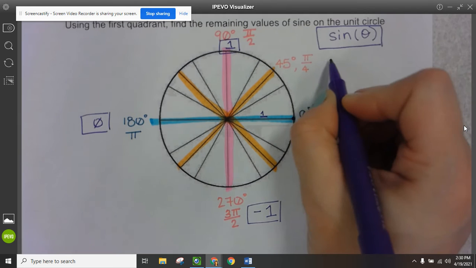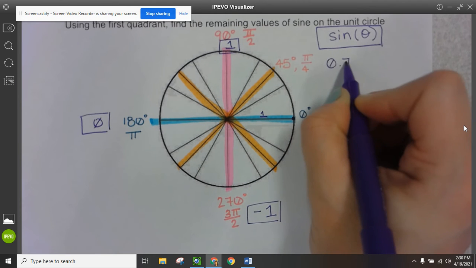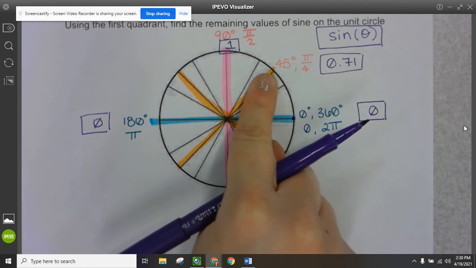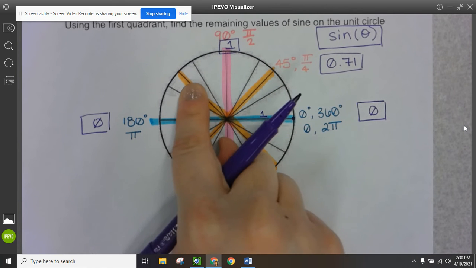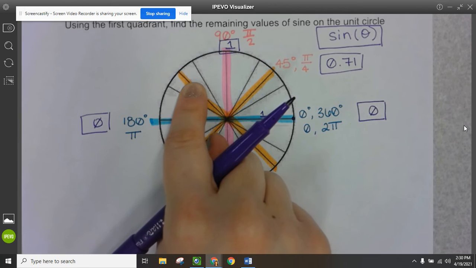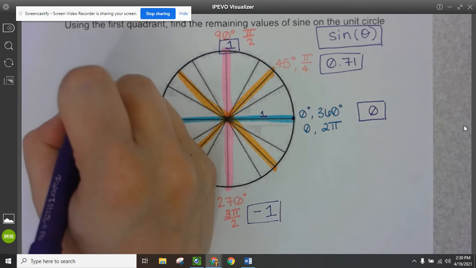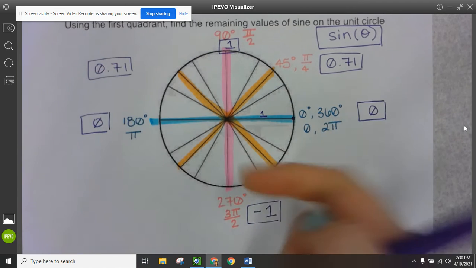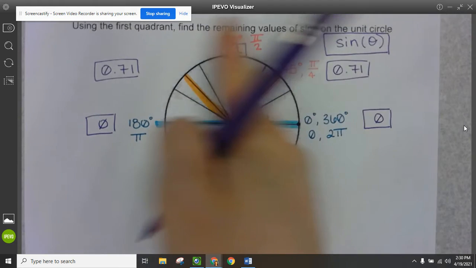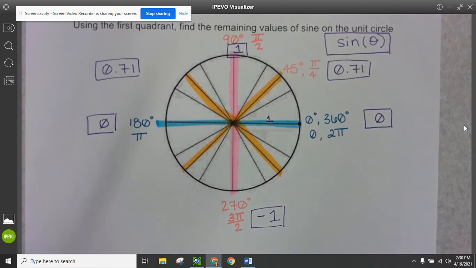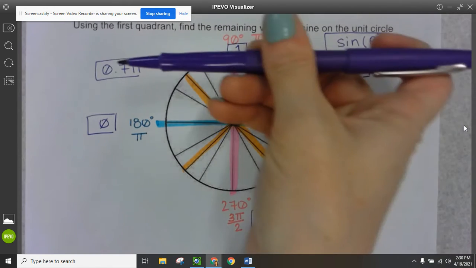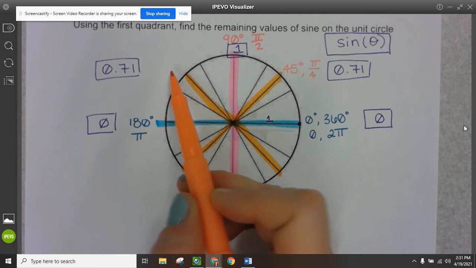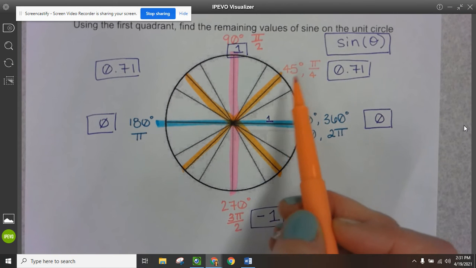Okay, so the sine here was 0.71. Now, if I reflect this quadrant over here, in terms of the sine value, it's going to be the same. So I'm going to write this as 0.71. I'm still in the positive y values, and remember our y value is our sine. So I'm still dealing with positive values for sine. But now I need to figure out what degree measurement we're at and what my radian measurement is.